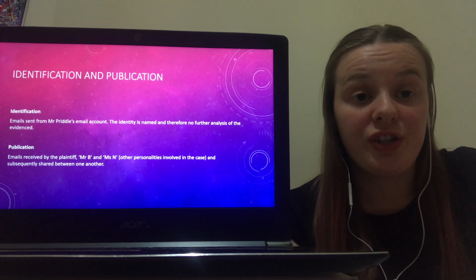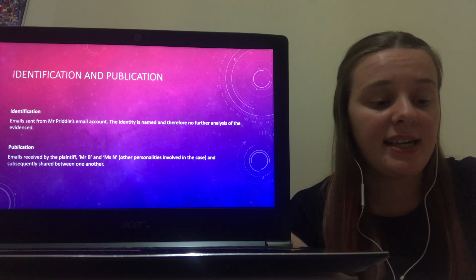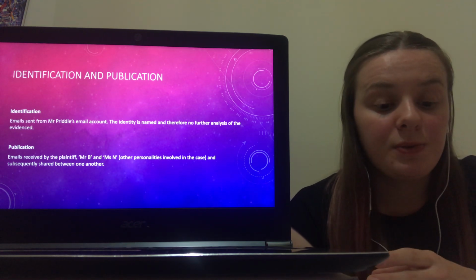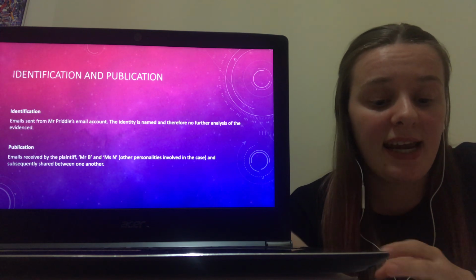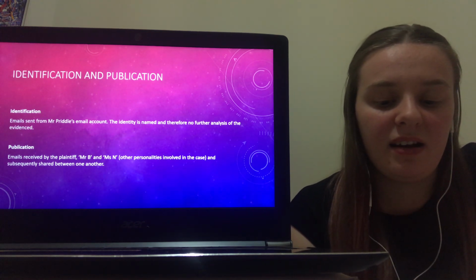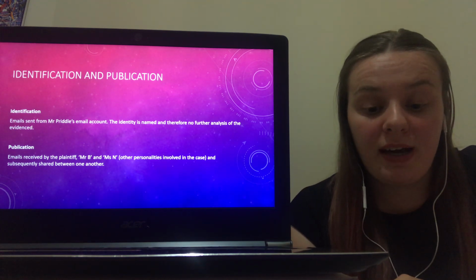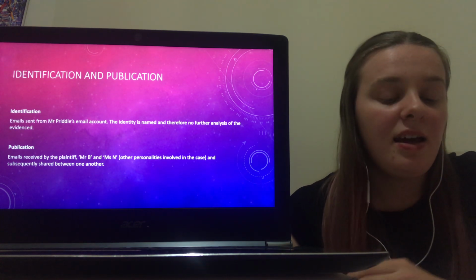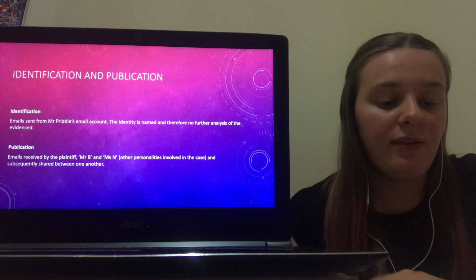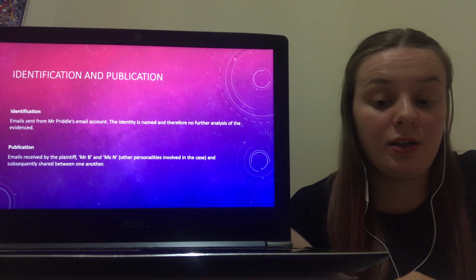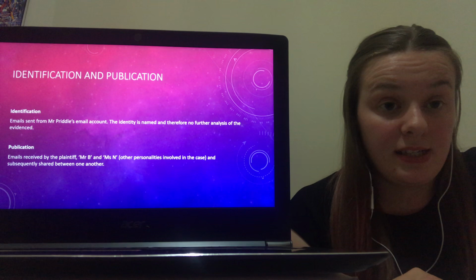Similarly, the publication is also very easily recognised in this case, as the emails were spread to Mr. B and Mrs. N, who are 2 parties that are neither the accused or the applicant. Therefore, they are recognised as third parties that are outside the directly involved, and the case is considered to be spread wide enough to cause defamation.